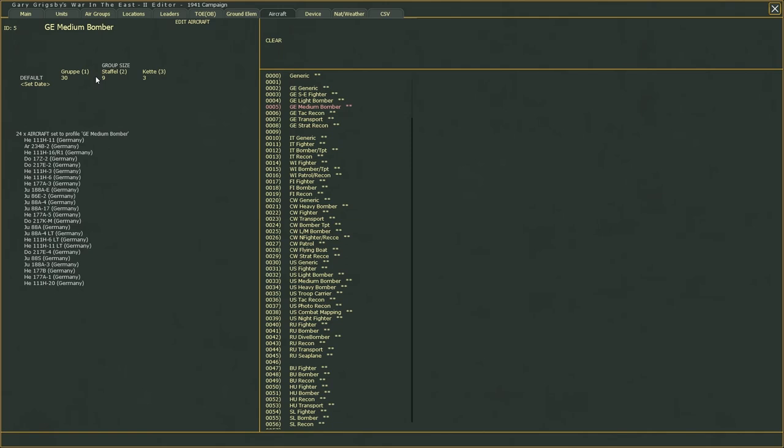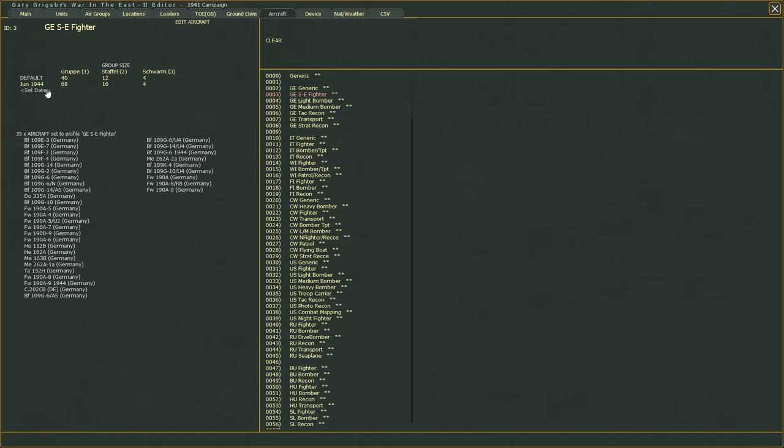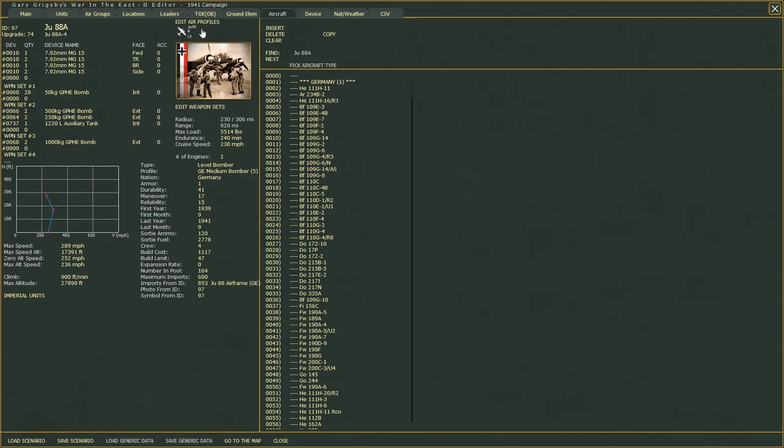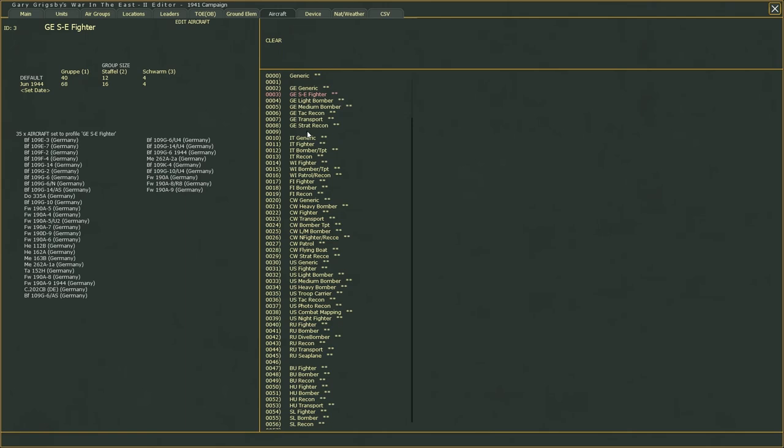If you go, for instance, for the single engine fighters, the Gruppe can have up to 40, the Staffel 12, and the Schwarm 4. While interestingly, beyond June 1944, the Gruppe will have up to 68 planes, the Staffel up to 16, and the Schwarm remains unchanged. So if you're really curious about it, you can just go to the editor, aircraft, and then edit air profiles, and then you can have a look at all of your most interesting and favorite categories of planes, and then you can see, okay, light bombers is changing in October 43 and August 44, and so on and so forth, basically, yeah.